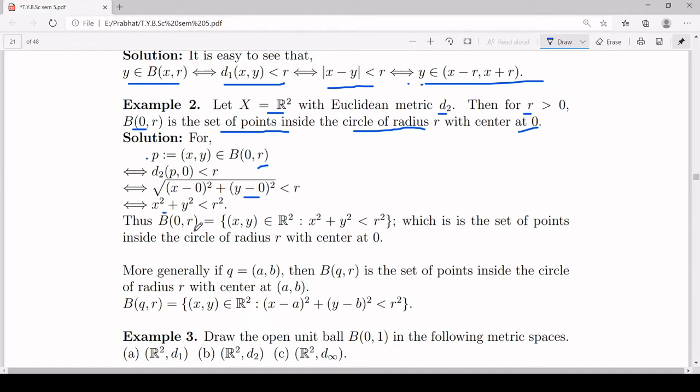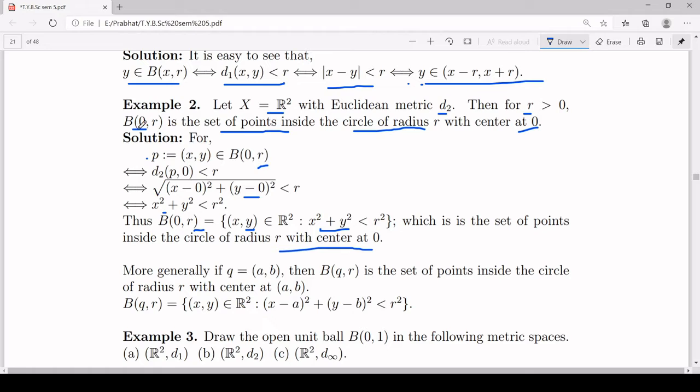So you can say your set B(0, R), that means the open ball B(0, R), is the collection of all those points (x, y) of R2 where the condition x square plus y square less than R square is satisfied. And this equation, x square plus y square less than R square, is the set of all points lying inside the circle of radius R having center at 0.